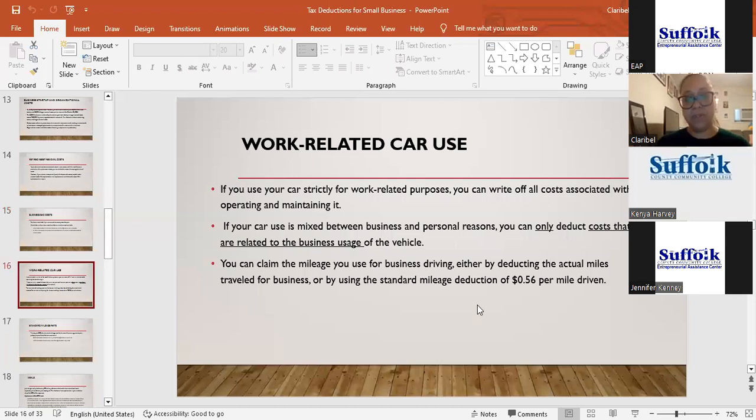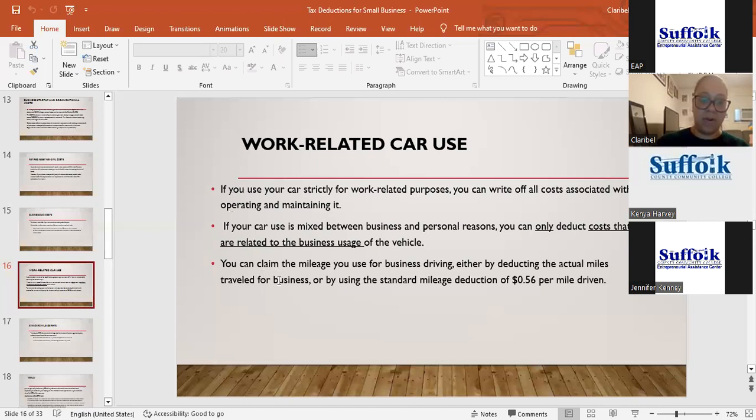Work-related car use. If you use your car strictly for work-related purposes, you can write off all costs associated with operating and maintaining it. If your car is mixed between business and personal use, you can only deduct the costs related to the business usage of the vehicle. So you have to figure out what percentage of the time you are using this car for business, and then you can deduct that percentage of the costs.